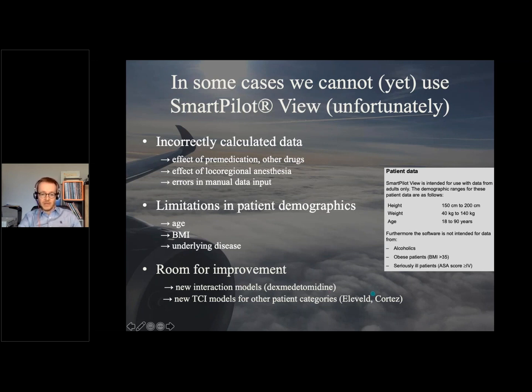In my humble opinion, there's also room for improvement. New interaction models could be incorporated, for example, with dexmedetomidine. Also, there are now new target controlled infusion models, for example, for obese patients, which would be useful.